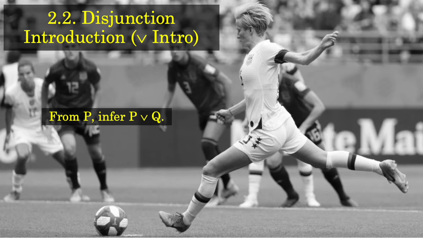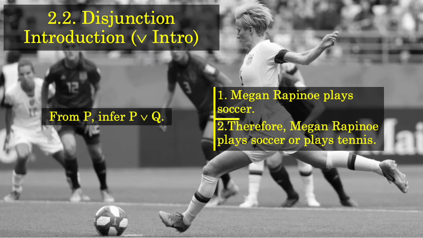This says from a single disjunct, say P, you can infer the whole disjunction, P or Q. For example, from the fact that Megan Rapinoe plays soccer, we can infer that Megan Rapinoe plays soccer or plays tennis. Now you might look at this example and say, hey, where did we get this play tennis bit from? Or more generally, when we look at the rule, given that we have P, where did Q come from? And this really speaks to an important point that we should hammer home now.